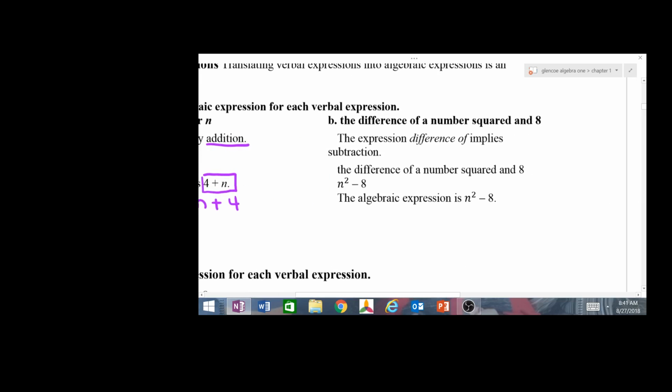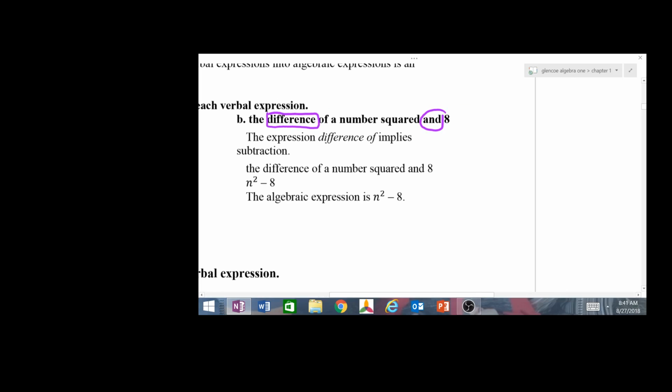Okay. The difference of a number squared and 8. Now here's where people miss it. The word and in this particular case does not mean you're multiplying. The operation is given right here. So it's the difference of a number squared and 8. So watch what we can do that would make our life easy. A number squared. The second part of the expression would be 8. We're talking about the difference, so we would connect them with a minus sign. Are we good? Let's let you try.